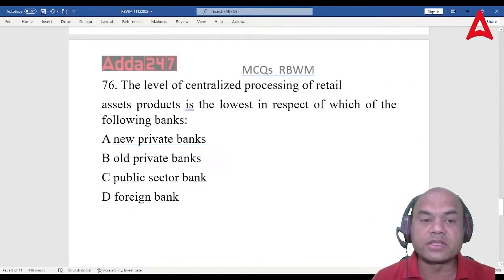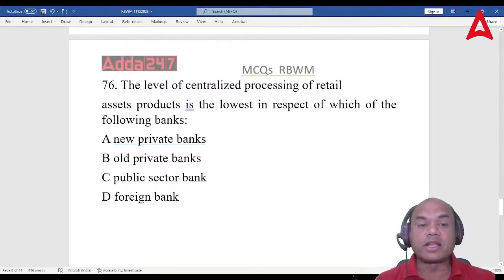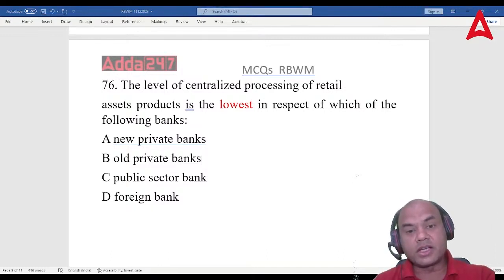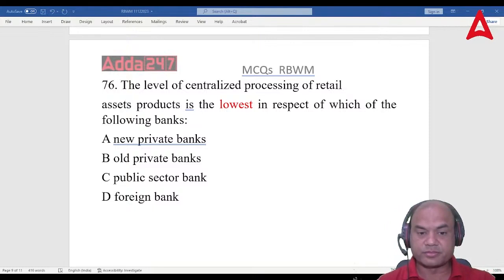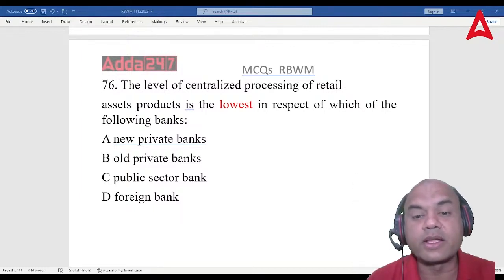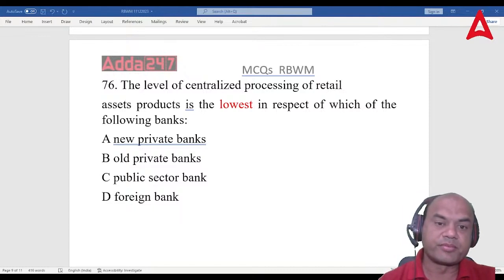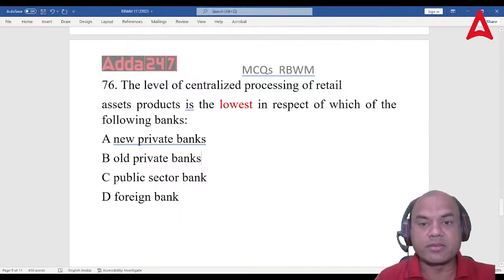The level of centralized processing of retail assets is the lowest in respect of which of the following banks? Remember, we want it for the lowest now. In which of the following banks? New private, old private, public sector and foreign banks. Central processing is lowest. Which of the banks? Think over it. Lowest now. We don't want highest. We want the lowest. So, it is lowest in public sector banks. Remember this. Public sector banks. C is the answer.